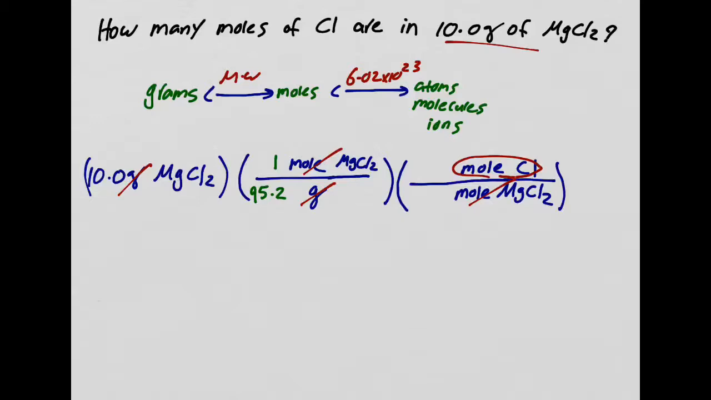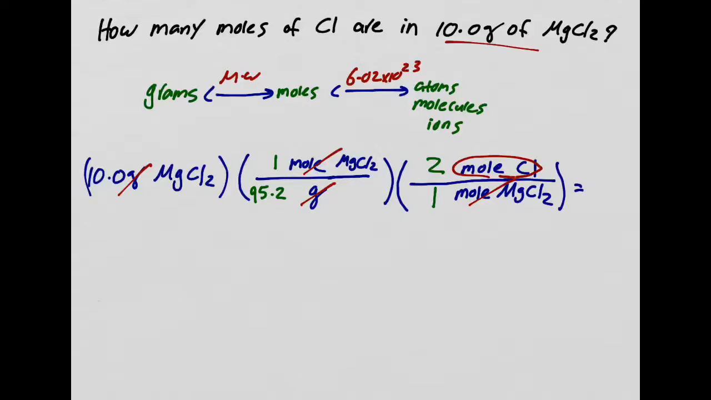Now, what is our mole ratio here? In 1 MgCl2, how many Cl do you have? You have 2 Cl. So for 1 mole of MgCl2, I have 2 moles of Cl. Okay, so if you multiply everything out, now again, I know you know this, but just in case, 10.0 times 1 times 2 divided by 95.2 divided by 1.